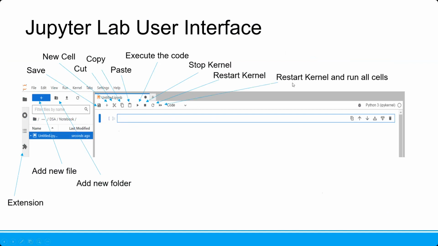This button is to restart the kernel and run all cells. It means, let's say you already made a lot of code and then suddenly there's a problem. You want to restart it and you do not want to run it one by one. So you can press this one. It will restart and run all the cells automatically.